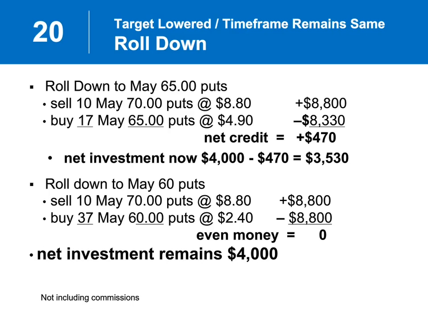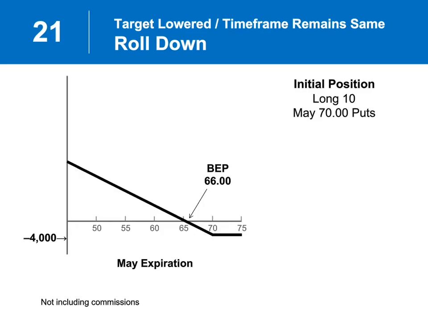Unless that stock really starts to go, they've still got $2.40 of premium in them. That theta is going to be pretty significant. So you've really got to have a strong conviction that that stock's heading south and going to do so pretty quickly. So they're the two roll down scenarios out of the original position. Buying 17 of the 65 puts and taking a few dollars off the table, or buying 37 of the May 60 puts at $240 each, and that's going to leave us still with our $4,000 investment. So that's our original position and its break-even point.